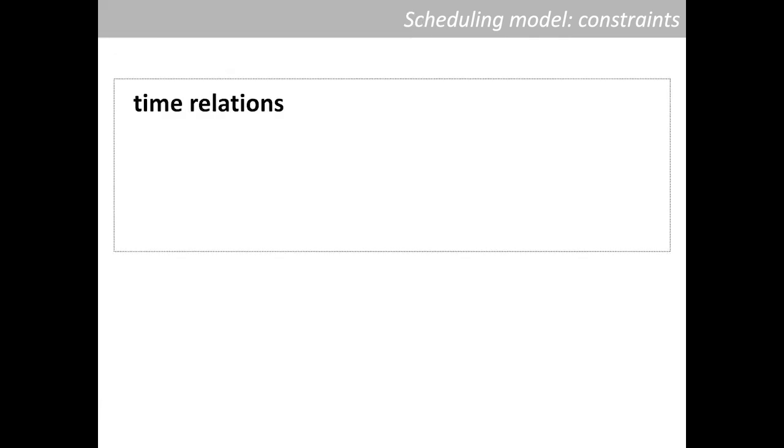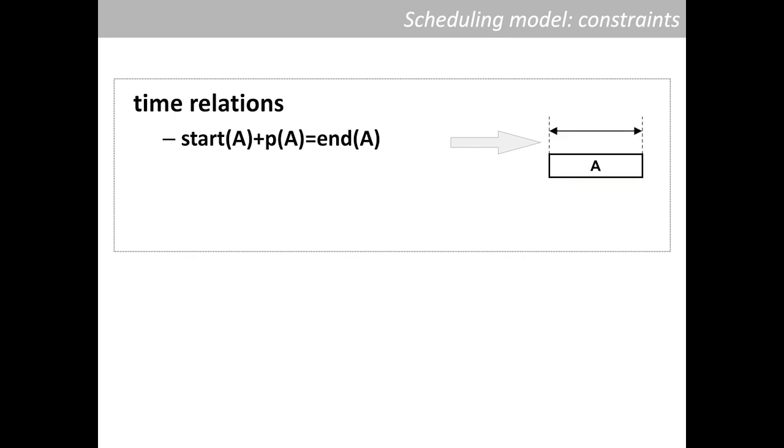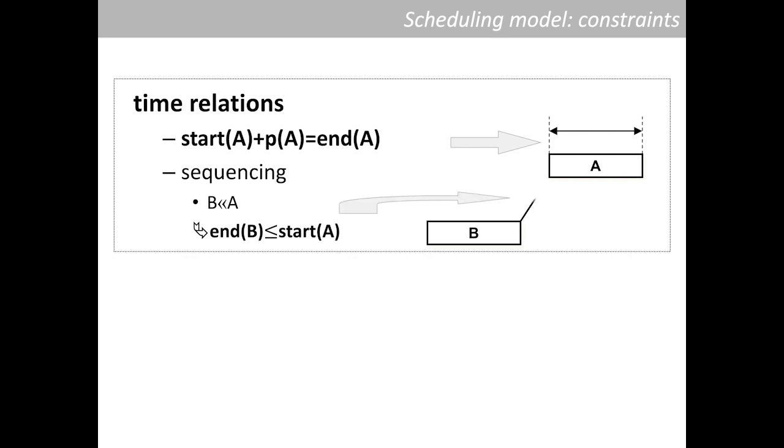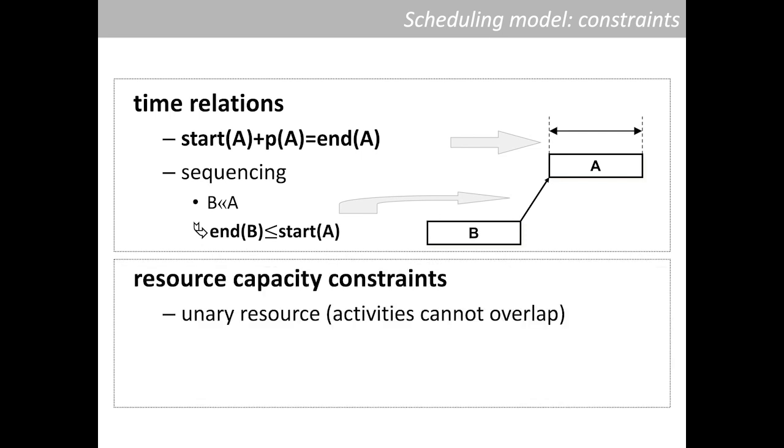So if we talk about the temporal constraints, there are two types of them. One is describing the duration of the activity, which can be easily encoded using this simple equation, start time plus processing time equals end time of the activity. And the other type of time relations is sequencing or precedence constraints, which says, for example, that B must be processed before A, which can be easily described using the formula end of B is smaller or equal to start of A. Resource constraints are more interesting in scheduling.